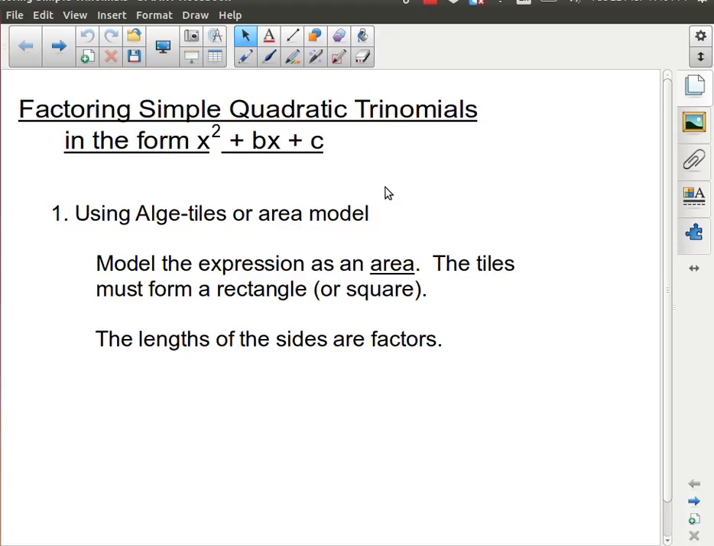I'm going to start with what you might think is maybe a more intuitive way. I'm going to revisit some of the work we've done with algebra tiles, and then I'll show you how that corresponds to an area model. And then we'll also look at an algebraic technique, which is actually what we want to move towards. So let's start off by looking at algebra tiles.